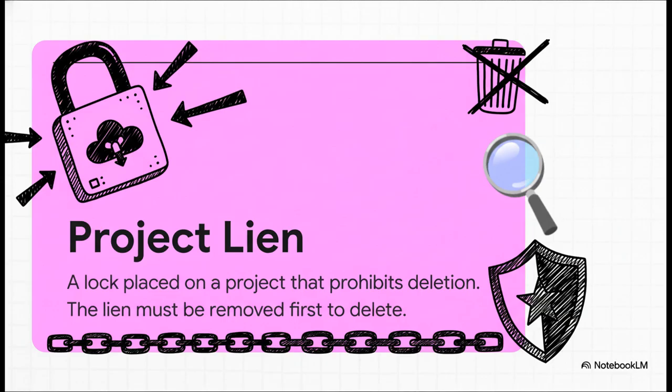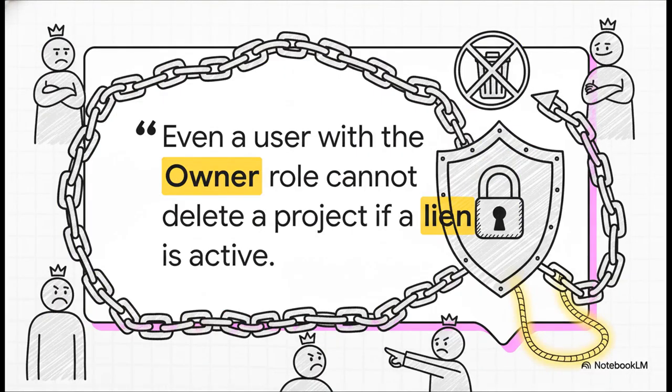And a lien is exactly what it sounds like. It's a lock. It's an explicit do not delete flag that you place on a project, and believe me, it is incredibly powerful. And I mean really powerful. Look at this. A lien blocks everyone. Even a user who has the highest level owner role cannot delete a project if it has a lien on it. To get rid of the project, you first have to have the specific permission to remove the lien itself. It is the ultimate safety net.